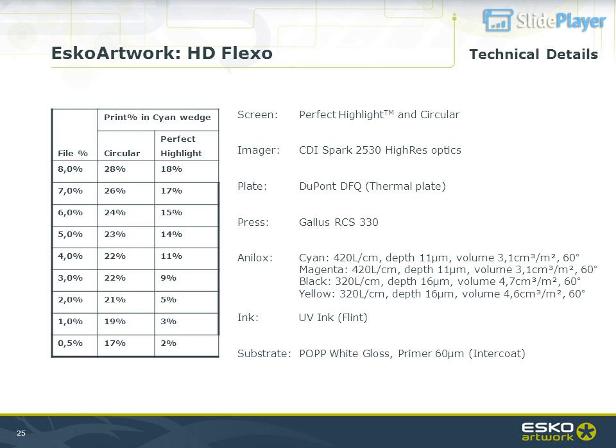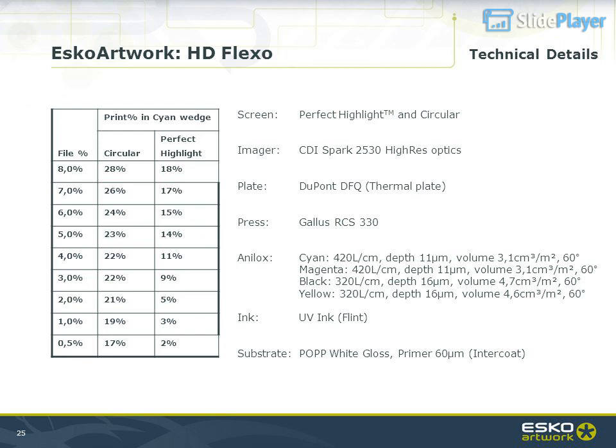Imager, CDI Spark 2530 high-res optics. Plate, DuPont DFQ, thermal plate. Press, Gallus RCS 330. Anilox, cyan, 420 lines/cm, depth 11 micrometers, volume 3.1 cubic centimeters per square meter, 60 degrees. Magenta, 420 lines/cm, depth 11 micrometers, volume 3.1 cubic centimeters per square meter, 60 degrees.